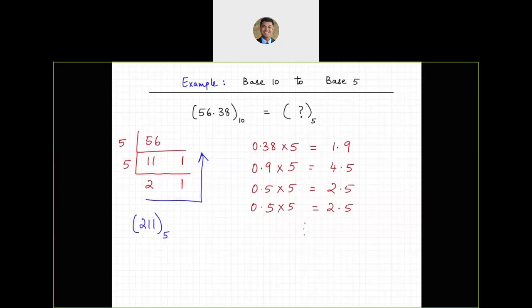So what do you have here? You have 1, 4, 2, 2, and so on. So your answer for the fraction part is that. Let's move this over here and write the answer. For the integer part, you had 211. For the fraction part, you have 1, 4, 2, 2, and it keeps going. So keep multiplying by 5 and record the integer part of the result, and then keep going. Again, there will be some precision error due to the limited number of digits in the base 5 system. All right, questions about this so far?